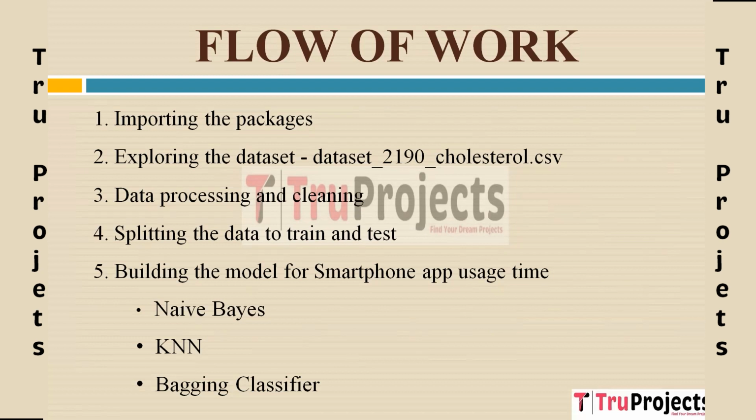KNN, K nearest neighbor. KNN is a supervised machine learning algorithm used for classification and regression, relying on the similarity of data points. KNN can help identify patterns in app usage behavior by finding similar users and predicting usage time based on their neighbors' data.